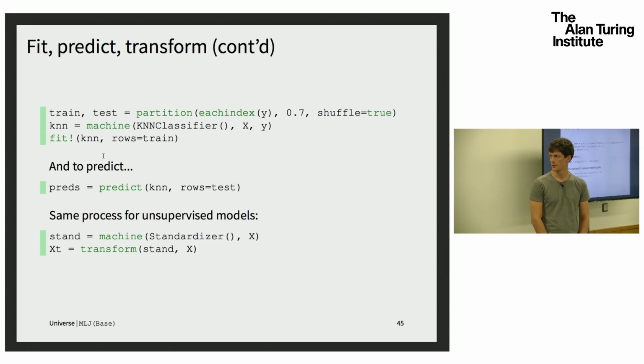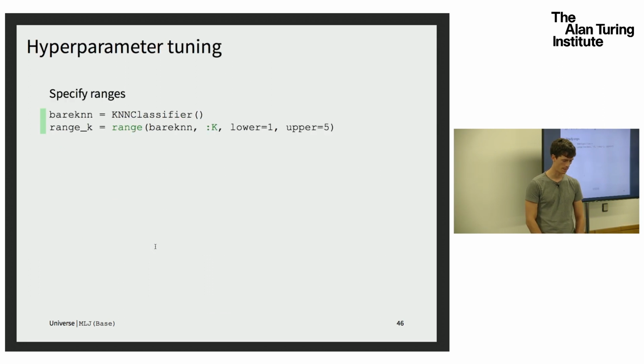So for instance, here, if you want to standardize your data, you wrap a machine around the standardizer, which does what you think it does, and the data, and then you just transform your data calling the machine, okay? Right, so the only difference from maybe other frameworks is that everything is wrapped in a machine, but apart from that, the rest should be pretty natural.